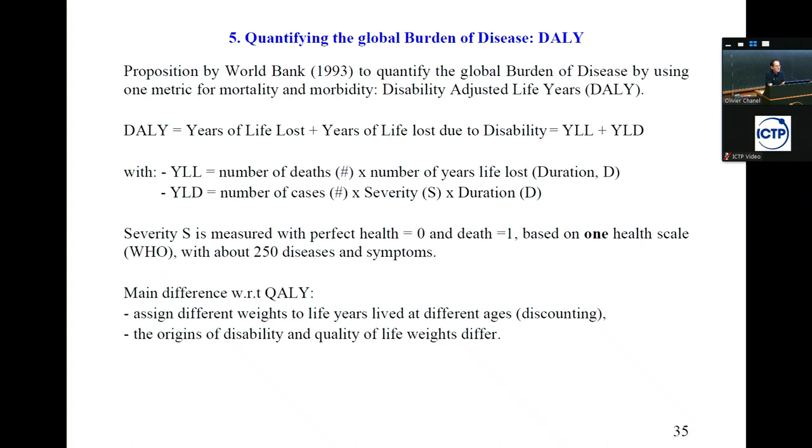First, that severity is measured here with perfect health equal to zero and death equal to one. It is a reverse way from the QALY, so pay attention to that. And here, it is one of the advantages of this method.